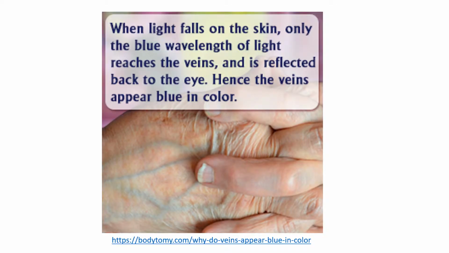When we have light that's out, it's white light. White light includes all the different colors. So when light falls on the skin, the blue wavelength of light reaches the veins and is reflected back to our eyes. Hence, the veins appear blue. In other words, it's kind of like this. You see that? That's red. The white light is hitting this color, and this color is absorbing all colors of light except for red. Red is being reflected back.